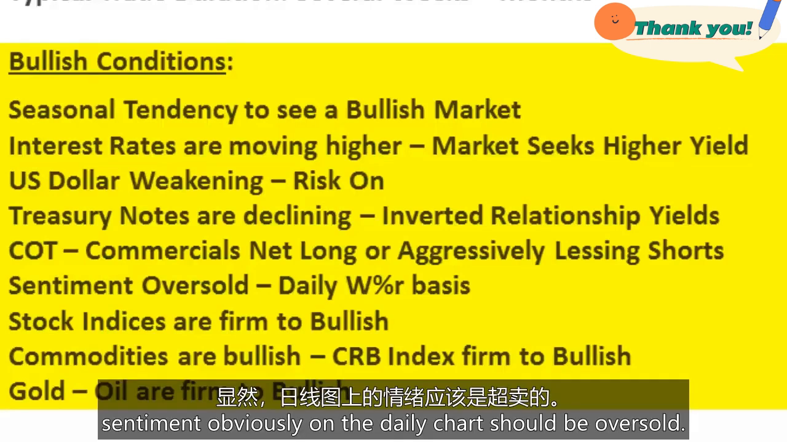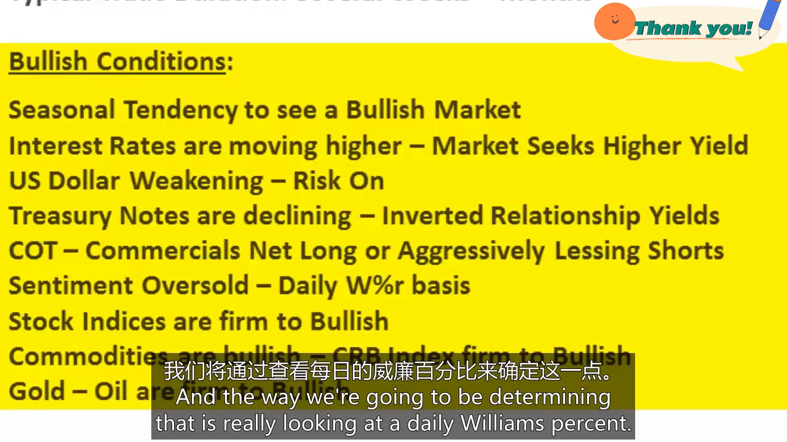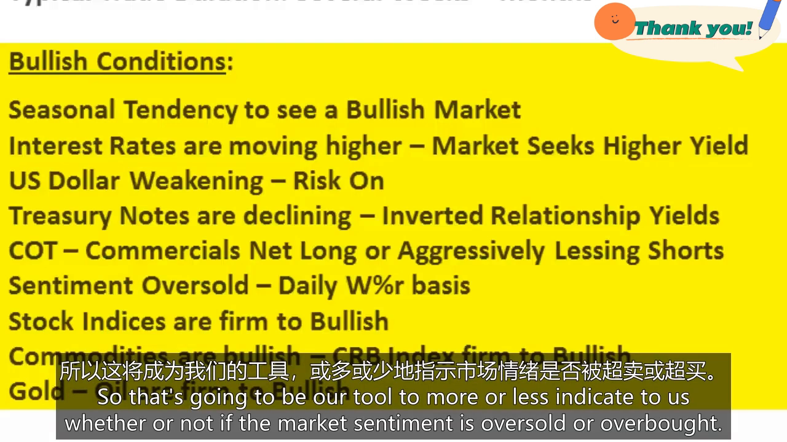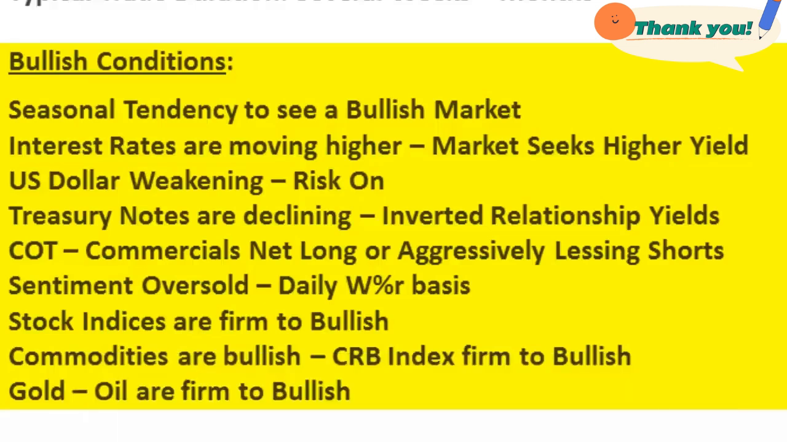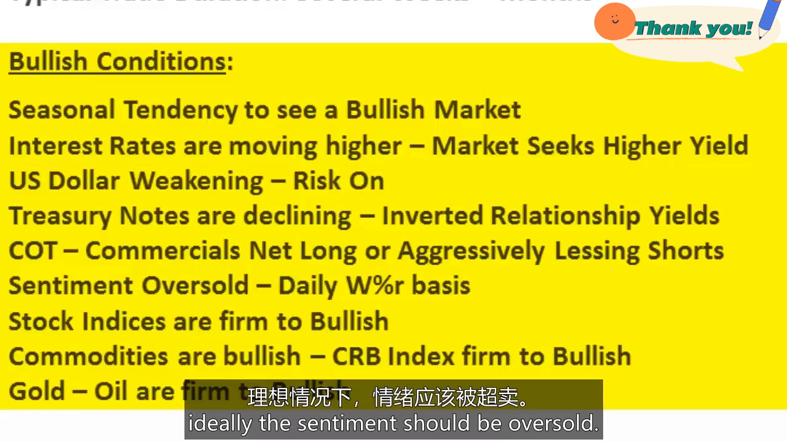Sentiment, obviously, on the daily chart should be oversold, and the way we're going to determine that is by looking at a daily Williams percent R. That's going to be our tool to indicate to us whether the market sentiment is oversold or overbought. In this case, since we're looking for bullish conditions, ideally the sentiment should be oversold.